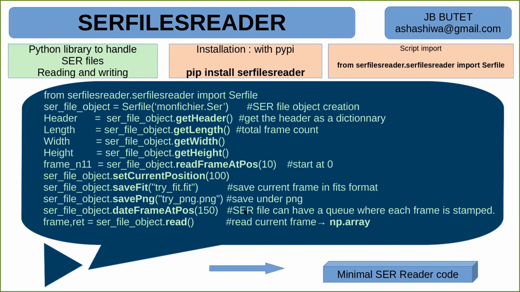And if the file has a queue, the queue is metadata where each frame is stamped, so you can retrieve the date of the frame at some position. And today we really used and reused the read methods that read and go to next frame. So I will show you how you can write a minimal SER reader code.